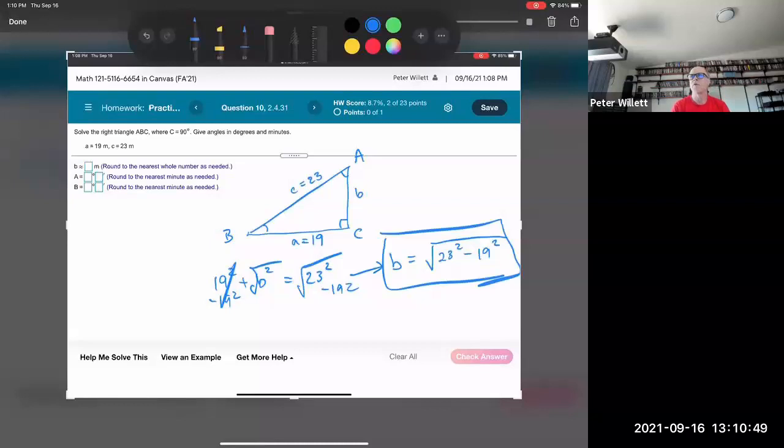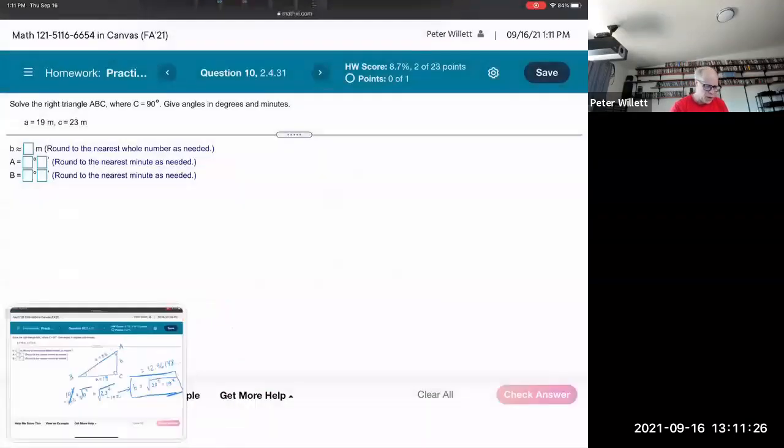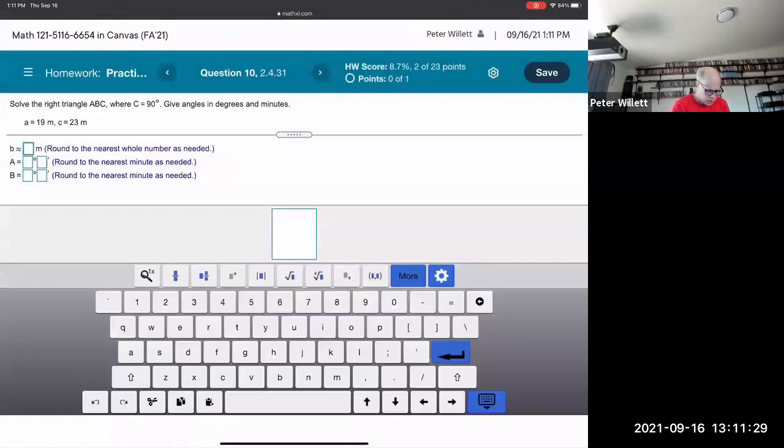So I'm going to have 23 squared minus 19, which is also squared. And then when I get that, I'm going to take a square root, and I end up getting approximately for b 12.96, and then some other digits. So to round this off to the nearest whole number, we would say that that's approximately 13. So I can bounce back here, go into there, put in a 13.